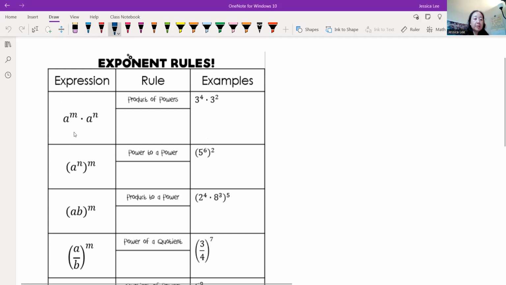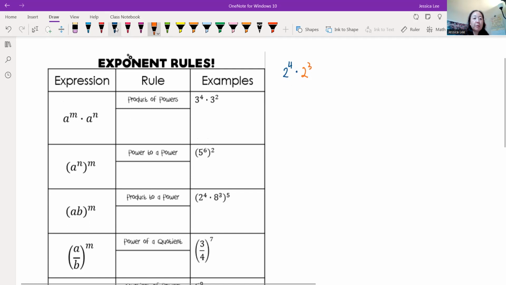So in this case, if we have a to the m times a to the n, I always like to do examples, right? So let's do one over here. If we had 2 to the 4th power times, let's go 2 to the 3rd power, what is that going to be?